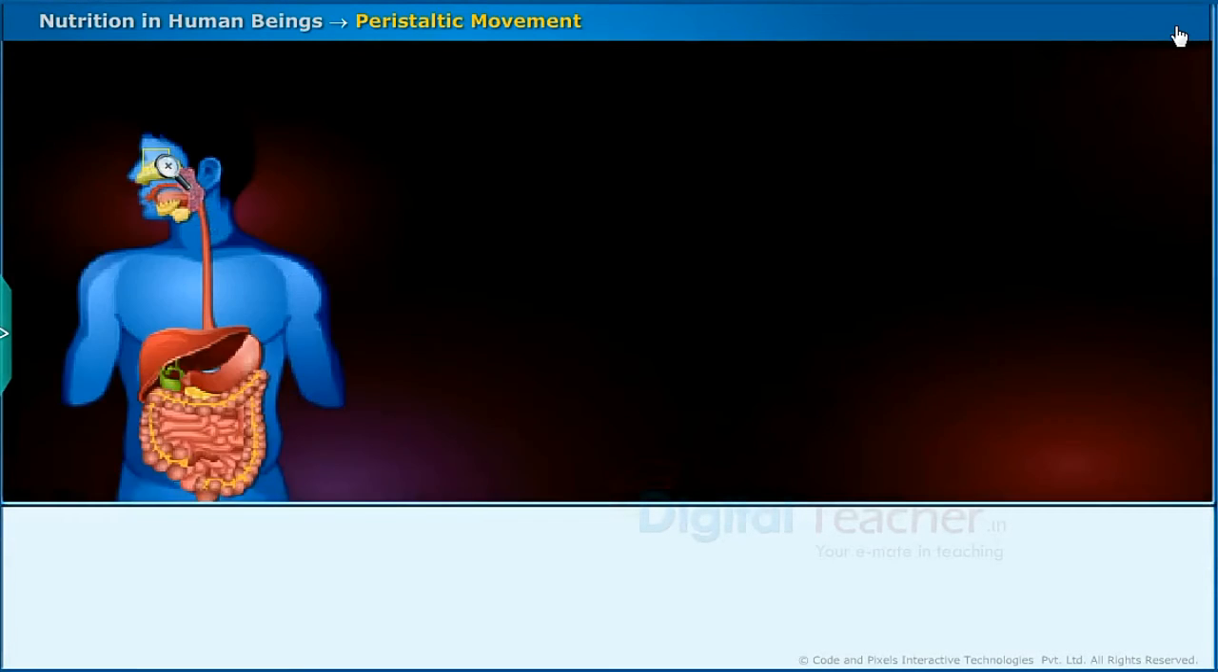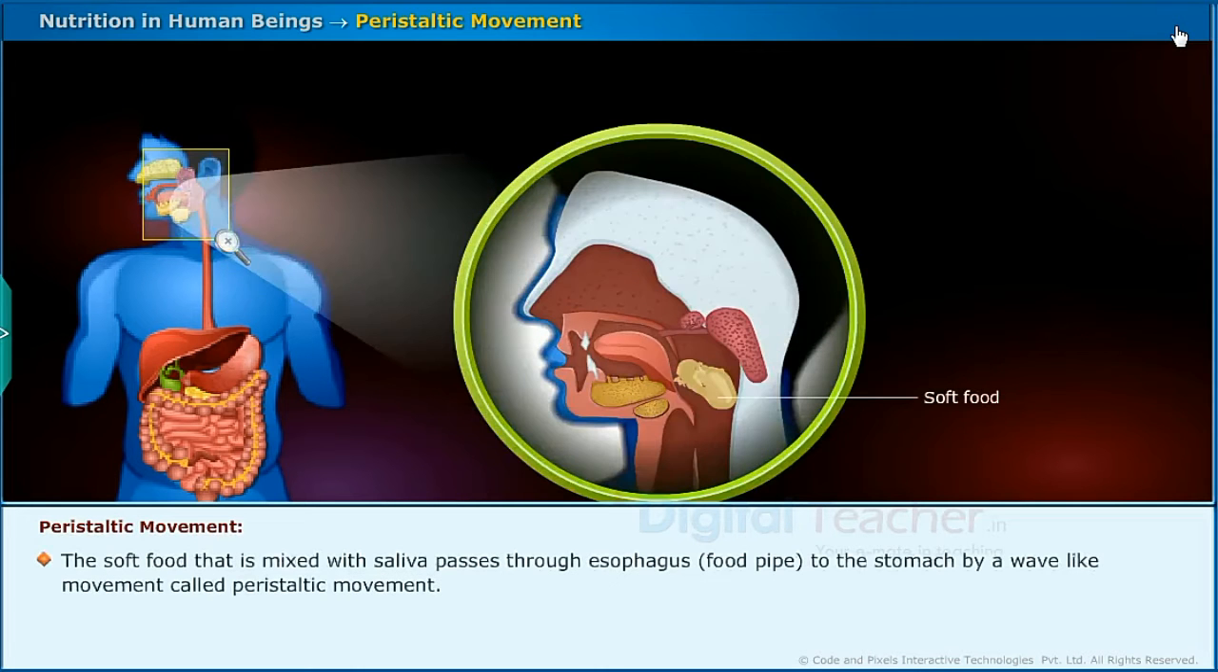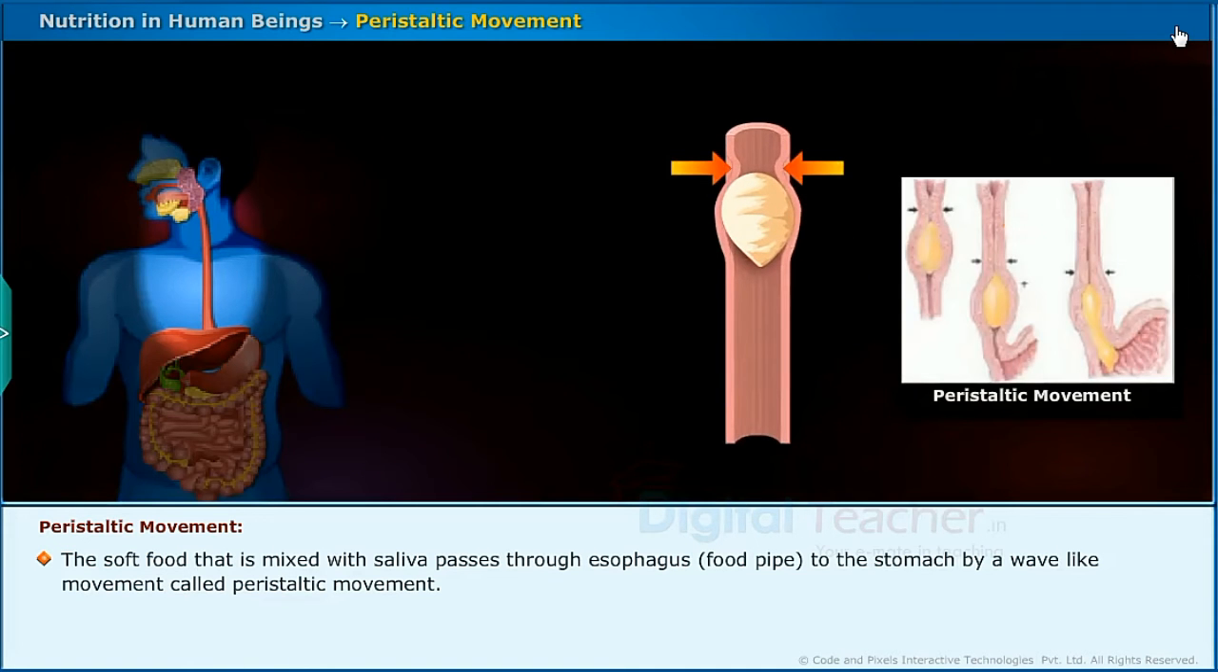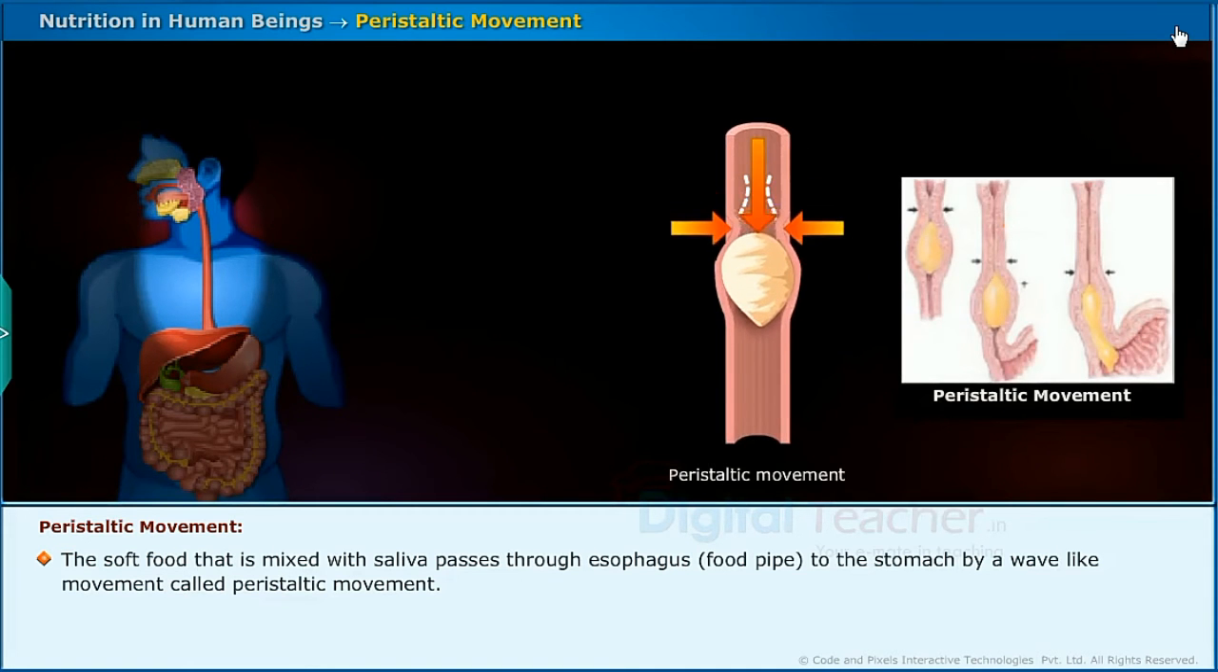Let us now learn about the movement of food from esophagus to stomach. It is technically called peristaltic movement. The soft food that is mixed with saliva passes through esophagus or food pipe to the stomach by a wave-like movement called peristaltic movement.